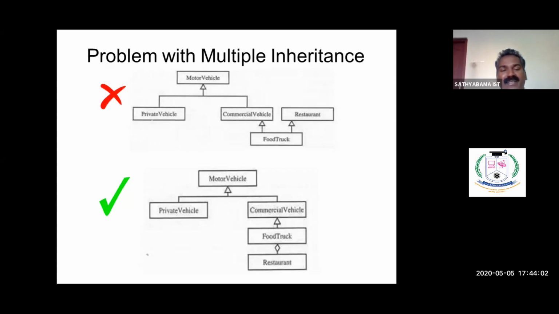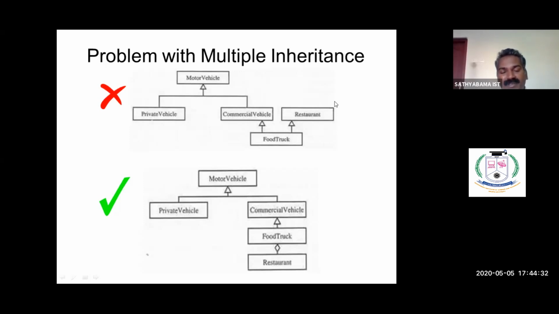You see, in this scenario, the food truck is one of the classes. The food truck which will be added to this system in future, how can we add the food truck class in the existing scenario? In the first scenario, if you are using multiple inheritance, which method or which attribute is used by the food truck from the commercial vehicle or the restaurant is not known.